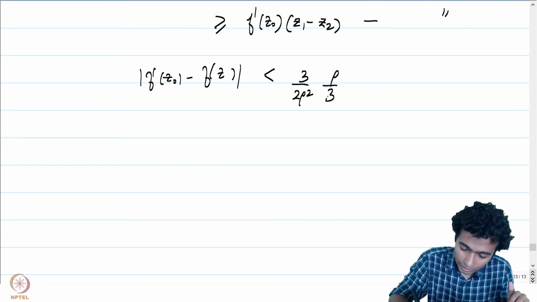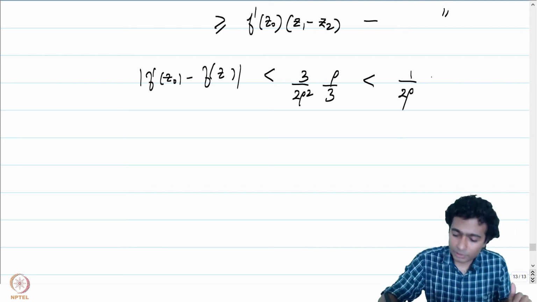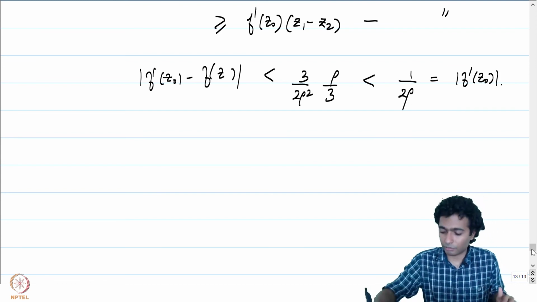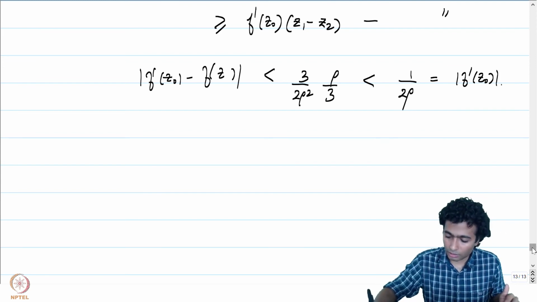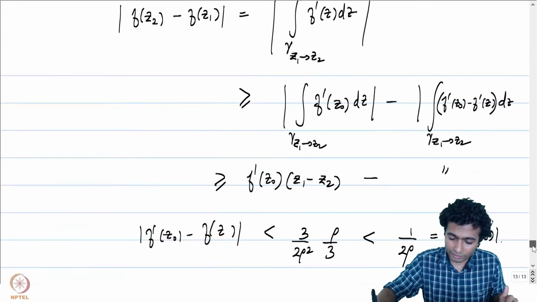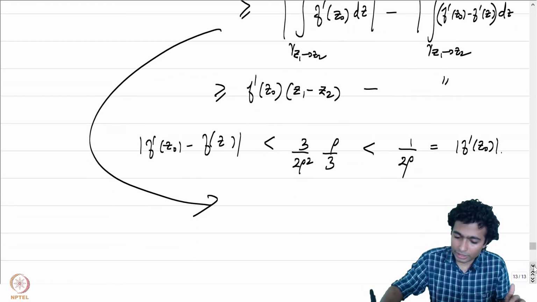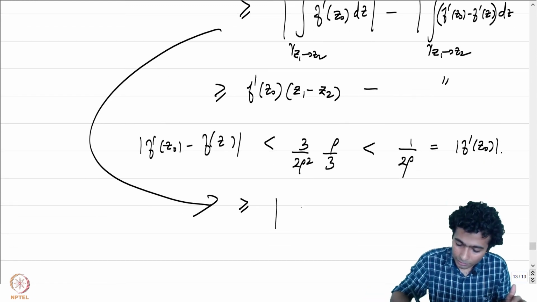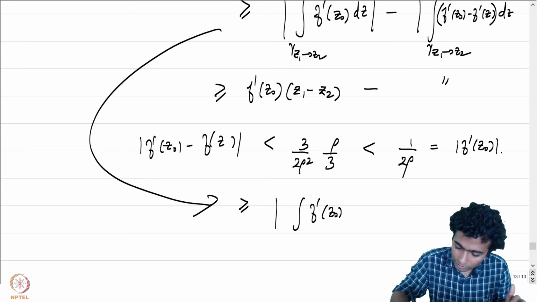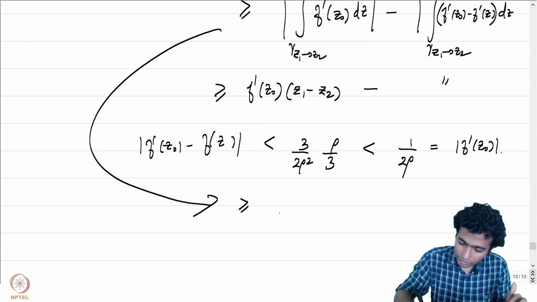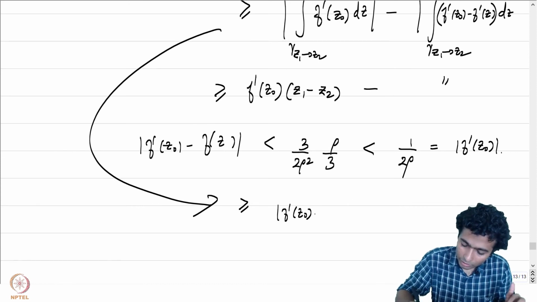So this is going to be strictly less than 1 by 2 rho, but that's precisely equal to the absolute value of f prime at z naught. That's the choice, right? So we have made all the choices so that it fits perfectly when it is needed. So we'll get back to this inequality. The inequality here tells us that this is greater than or equal to the absolute value of the integral of f prime of z0 dz, which I have already captured in the form of mod of f prime of z0 times z1 minus z0.